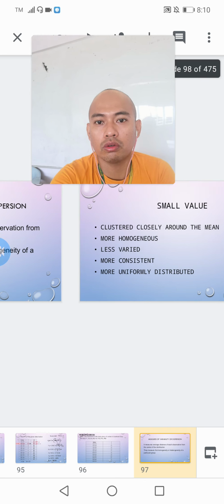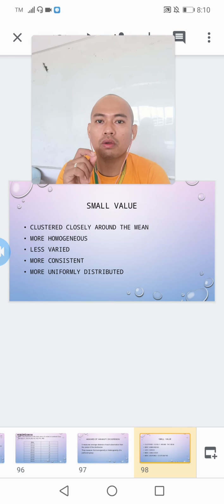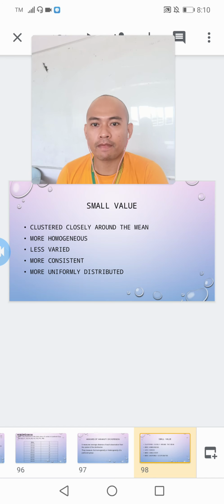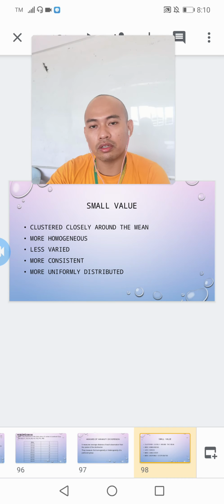We can also say it is the agreement or disagreement of raters. When we say variability, the opposite is dispersion. When we say dispersion, we will be having a small value of variability. When we have a small value of variability, it means the data is clustered closely around the mean. I repeat, the data is clustered closely around the mean. We can also say it is more homogeneous as compared to the other set of data.